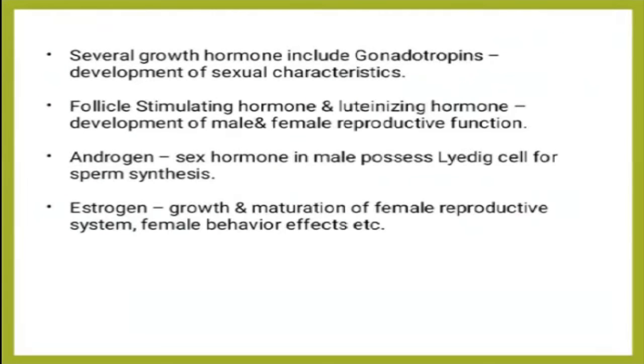Several other hormones include gonadotropins, which are involved in the development of sexual characteristics: follicle stimulating hormone and luteinizing hormone. They are involved in the development of male and female reproductive function. Androgen, the sex hormone in males, acts on Leydig cells for sperm synthesis. Estrogen is involved in the growth and maturation of the female reproductive system, female behavior, and so on.